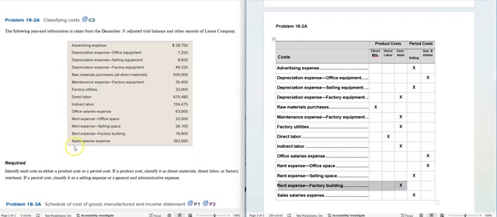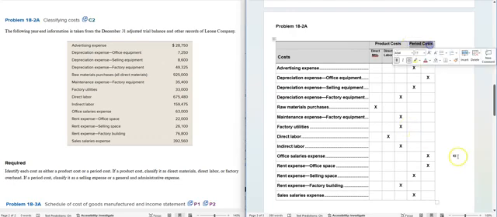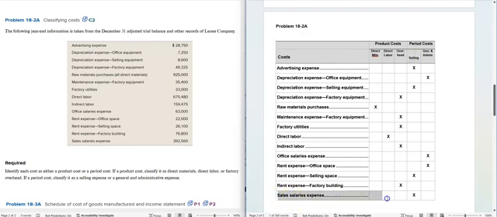Okay. And finally, sales salaries expense. Selling has nothing to do with making the product, so it is not a product cost, it is a period cost, and it is part of the selling department cost, so it will be a selling period cost.